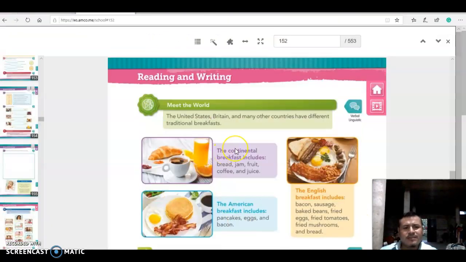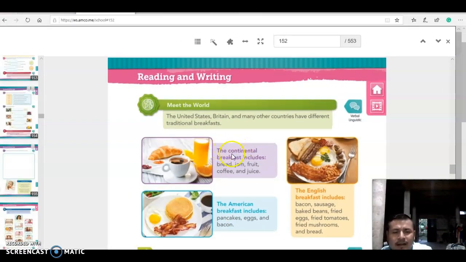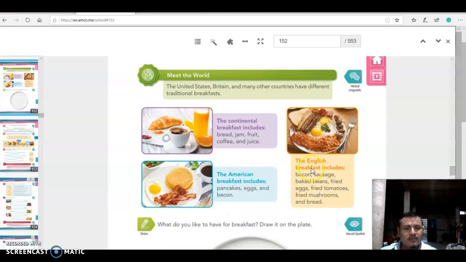Okay kids, thank you very much. I hope you learned something from this. And then let's read with me. Repeat after me, please. The continental breakfast includes... What is this? It's a country. Their breakfast is bread, jam, fruit, coffee, and juice. Okay. And the American breakfast includes pancakes, eggs, and bacon. And the English breakfast includes bacon, sausage, baked beans, fried eggs, fried tomatoes, fried mushrooms, and bread.